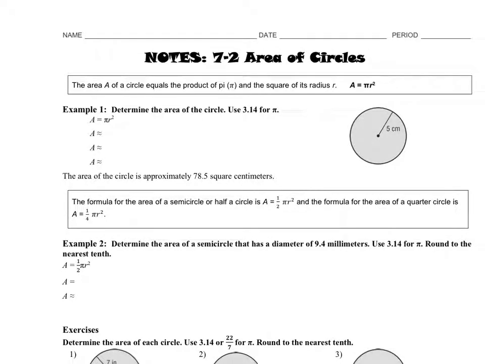Okay, so looking at this, it says note 7-2 area of circles. The difference between what we did on Thursday and Friday and what we're doing today is not a lot. It's a different formula, but we're still using the same kind of ideas. So the new formula is area equals pi r squared. If I were to rewrite this formula, this is the most important piece right there.